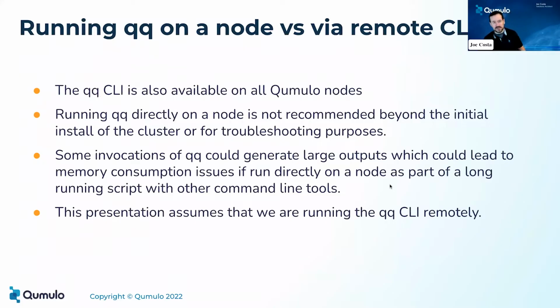So the QQ CLI is obviously also available on all Qumulo nodes. Now, running QQ directly on a node is not recommended beyond the initial install of the cluster or for troubleshooting purposes. The reason for this is that the Qumulo node is not considered a general purpose machine, and some QQ commands can actually generate quite a bit of output that, if you're processing it with other command line tools, you might have memory consumption issues, so you should be running this remotely. Now, this presentation assumes that we are running the QQ CLI remotely, so pretty much all the examples you'll see are from the perspective of running the tool remotely and not on a Qumulo node.